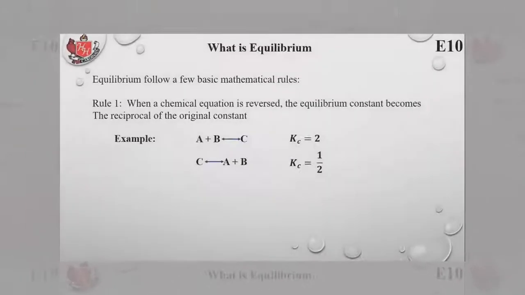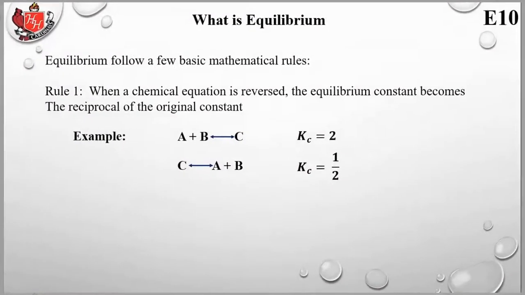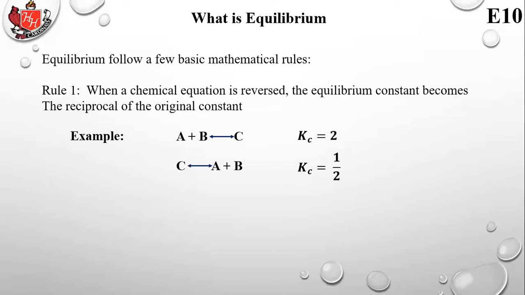Okay, so there's 3 rules. The first one says if you reverse the equation, so A plus B to C, you turn that around so it's C to A plus B. If you remember in Hess's law, you would have put a negative sign in front of the enthalpy. You would have reversed whatever its sign is. Here it's not the same thing. So in this case, what you do is you take the reciprocal of the equilibrium constant. You don't need to understand why that is really at this point. Just kind of know what the rule is for that.